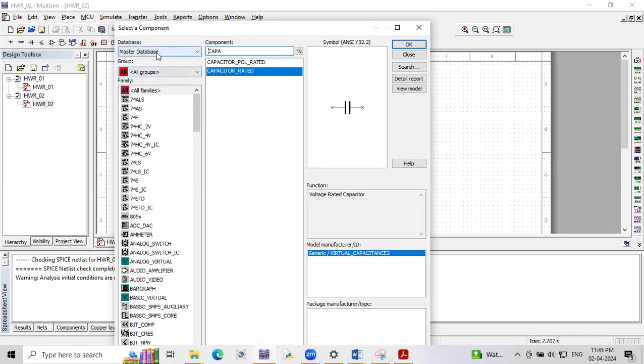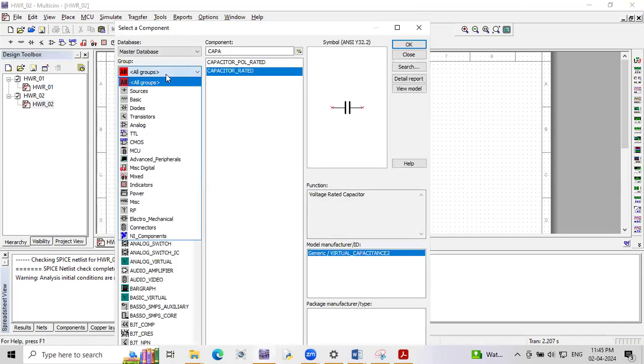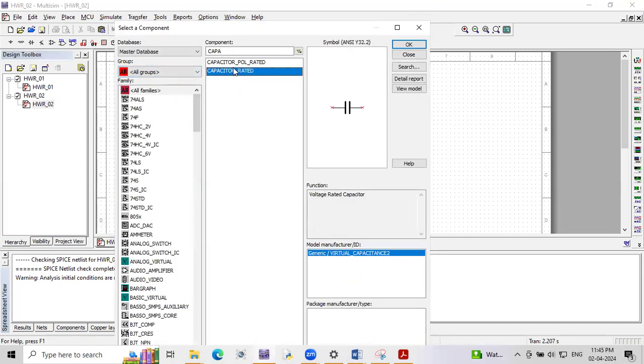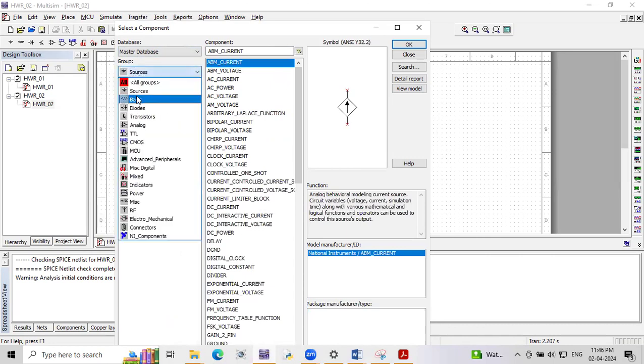By default, it is in the master database. You should keep it in the master database. By default, the group should be all groups. Okay, it is very easy to extract the components. Now by default, the database should be master database and the group should be all groups. Otherwise, you are going to get only sources.